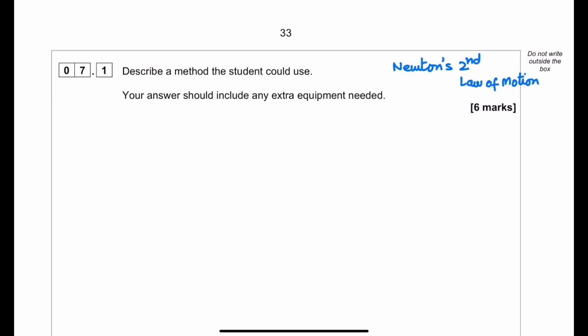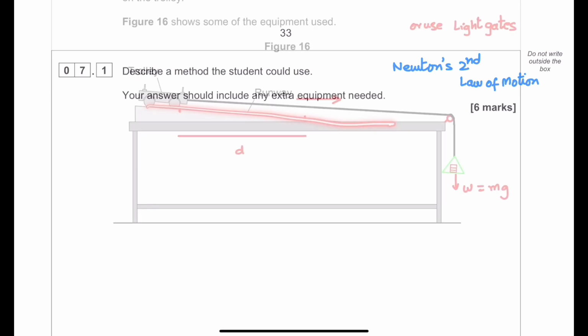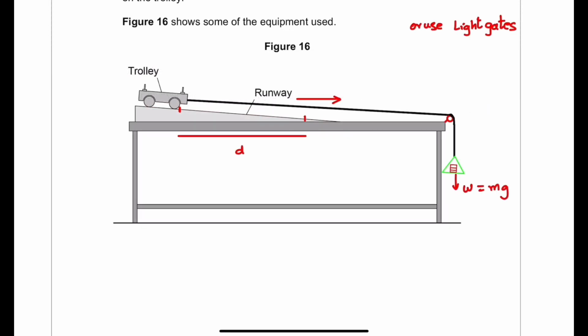We need to use the figure and see what extra equipment a student needs to use in the investigation. We can see the trolley is on the ramp, and the student will use the string and tie the string to the trolley and pass the string over the pulley at the edge of the desk or the table. On the other side of the string, the student will hang the weight holder and add the weight and see the impact of the force acting on the trolley.